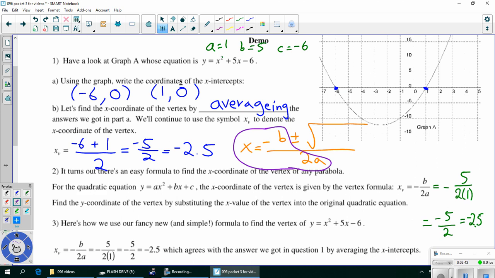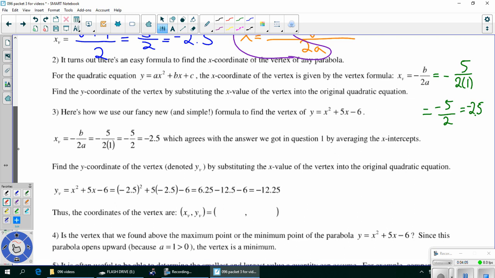Now finding the y-coordinate, there's no shortcut there. Actually, there is a shortcut, but I'm not going to tell you what it is. But I'll just say there's no shortcut there. Finding the y-coordinate involves taking the x that we just found, negative 2.5, and plugging it in right here and right here for every single x, and then doing the arithmetic, and then whatever you get is the value of y. So here we go.